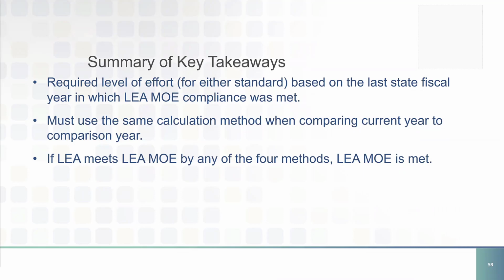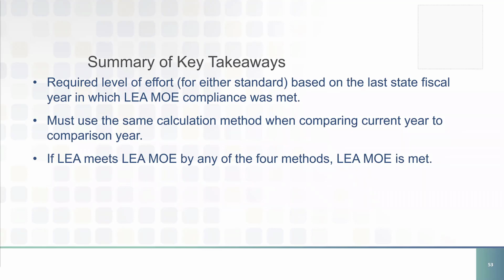So there are three important takeaways. First, the required level of effort, whether for budget or expenditure standards, is the amount expended in the last state fiscal year in which LEA MOE was met. Second, the required LEA MOE levels are method specific. That is, to determine what an LEA is expected to budget and expend when using a specific method, you need to look at the last time the LEA met MOE using that same method. The methods may have different years in which the LEA MOE was met last.